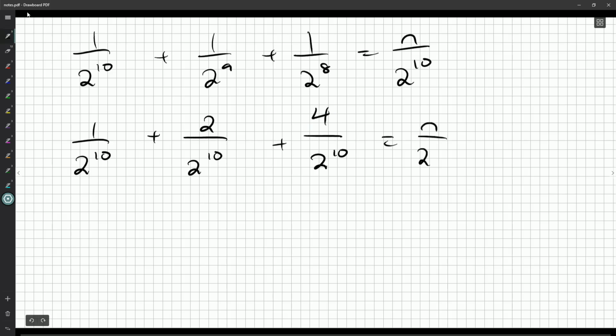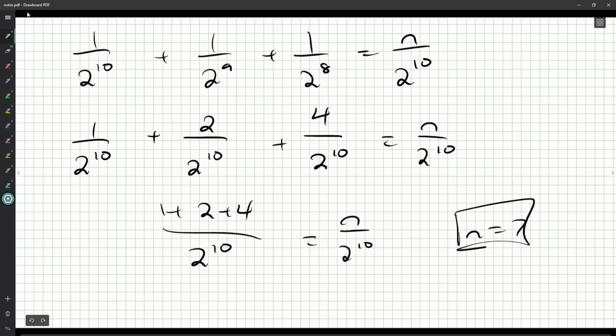We get n over 2 to the 10. But now that these fractions have a common denominator, we can add them all up. 1 plus 2 plus 4 over 2 to the 10 is n over 2 to the 10. And so n is 7. All right. So that's A1 all tucked away there.